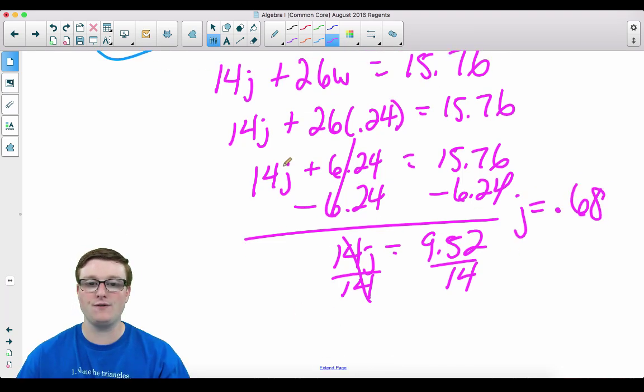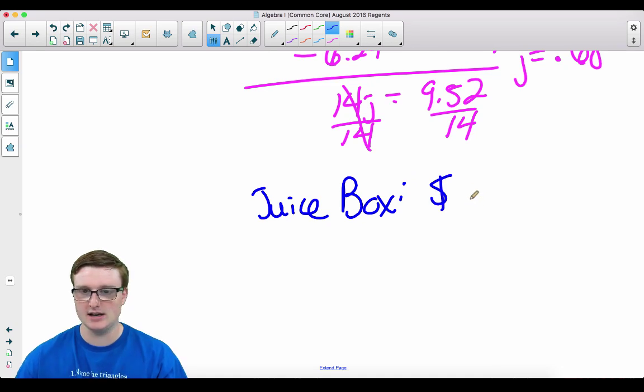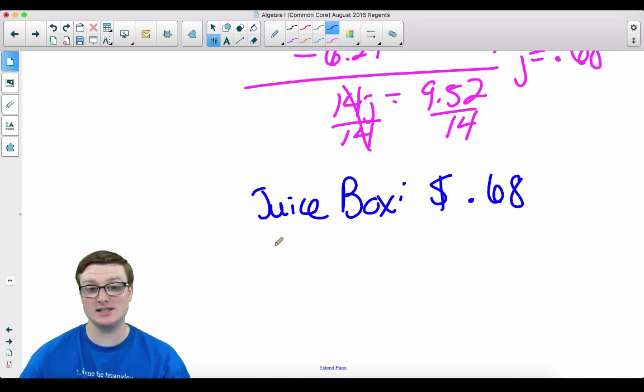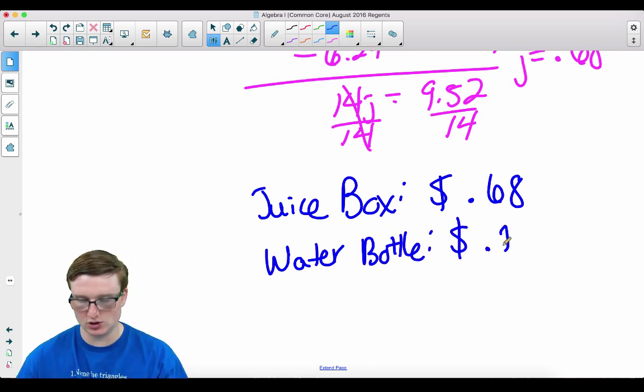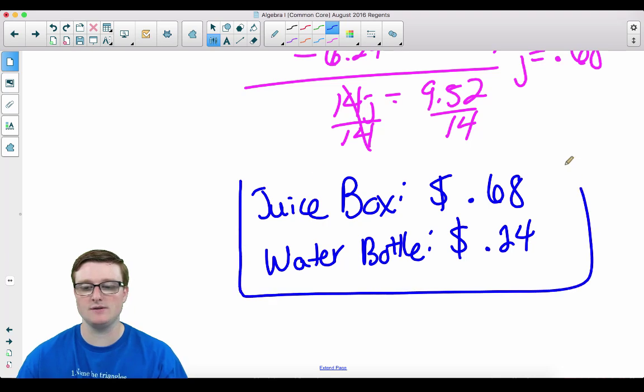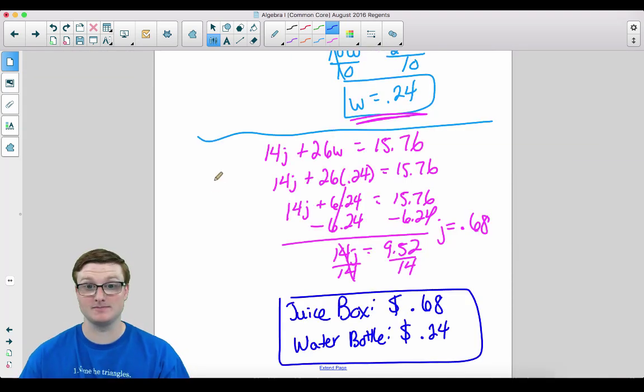So your final answer, ladies and gentlemen, your final answer is a juice box costs 0.68, that stands for 68 cents, and then a water bottle is 0.24, that stands for 24 cents. And that is how you solve that question.